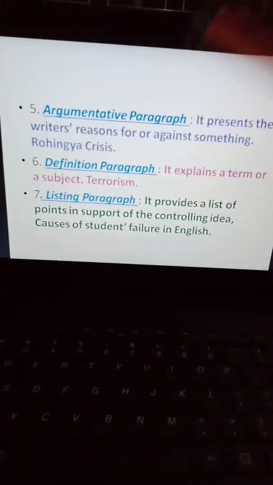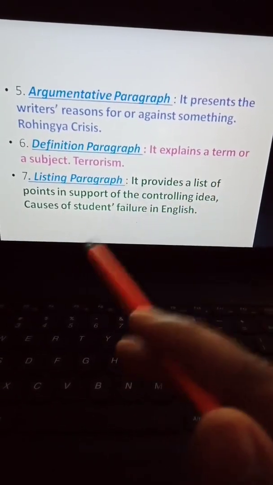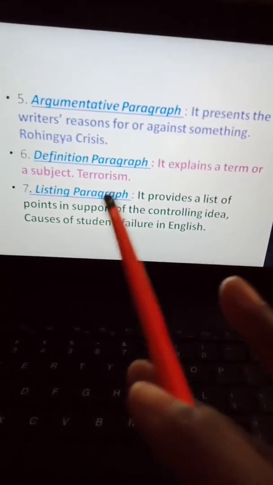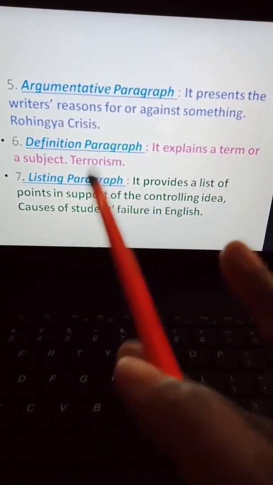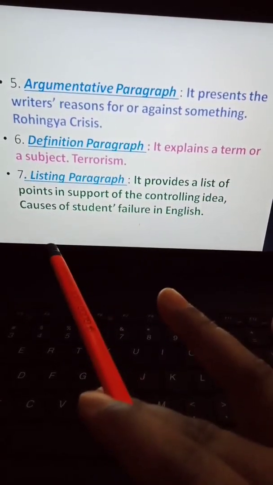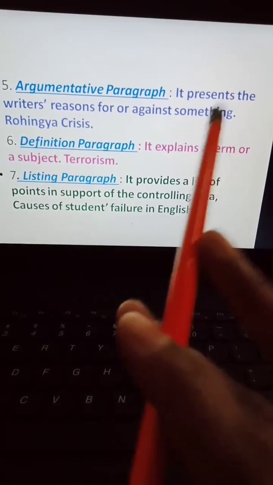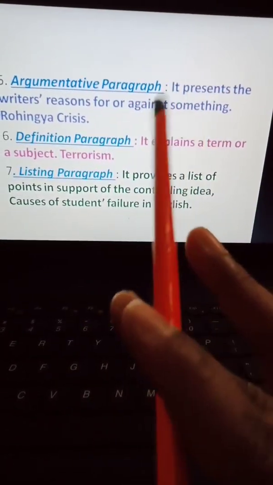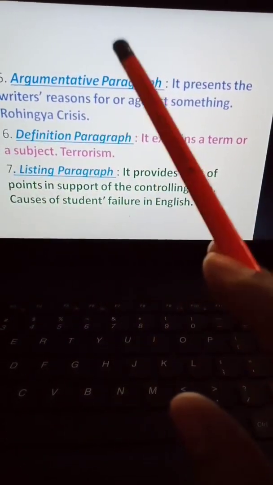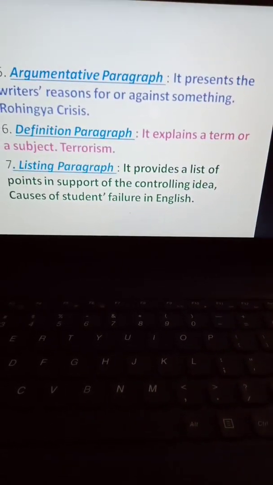The next category is argumentative paragraph. It presents the writer's reason for or against something, like Rohingya crisis. Okay, so here you should present the logical arguments in favor of your topic, or against your topic. Next one is definition paragraph. A definition paragraph explains a term or a subject, like terrorism. Terrorism is a subject. You should explain terrorism with a definition, with the characteristics of the action of terrorism, or what types of actions are called terrorism.